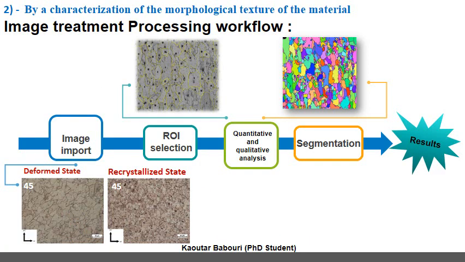Let's move to the second method, by characterization of the morphological texture of the material. Here we present image treatment processing workflow. We will present steps but in short. First step is to import images, as you can see here, for deformed state and recrystallized state. Then we have a very interesting option, ROI selection. Then we pass to quantitative and qualitative analysis. Then we have segmentation, and finally we get our results.